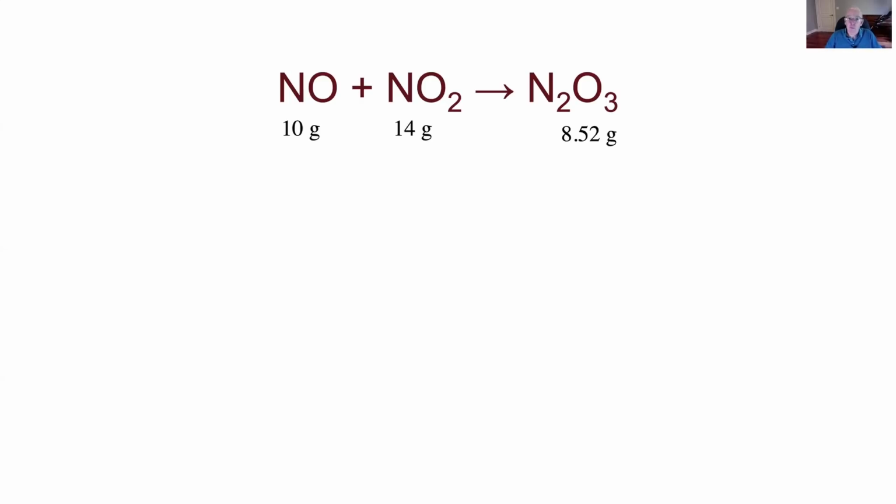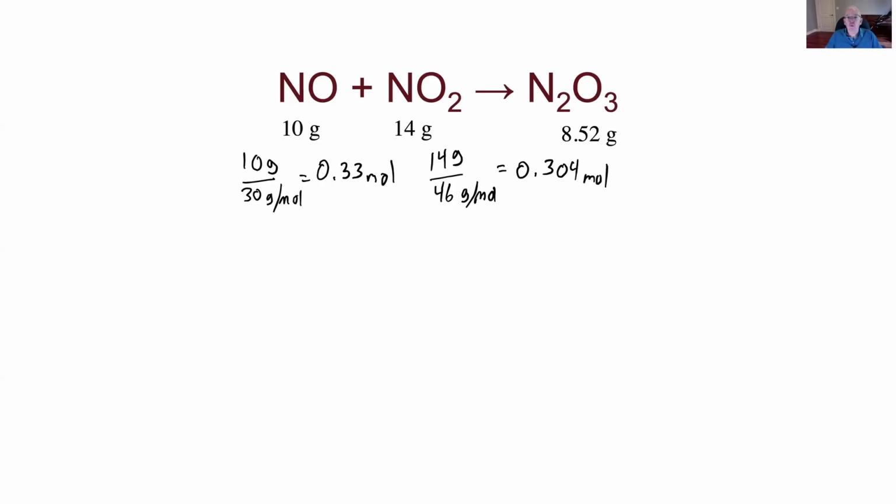Because it's a limiting reactant problem, my first step is to turn both of those masses into moles, okay? So this one is 10 grams divided by 30 grams per mole. So that's 0.33 moles. This one is 14 grams divided by 46 grams per mole. So that's pretty close. That's 0.304 moles.